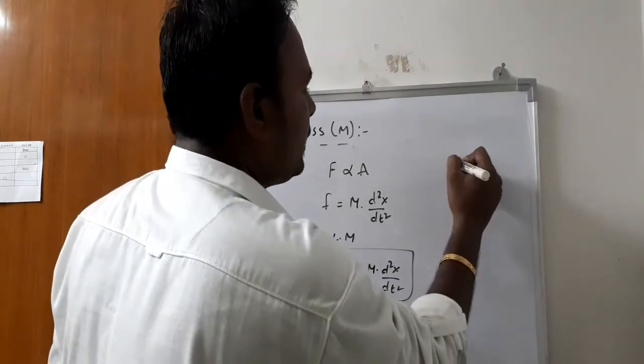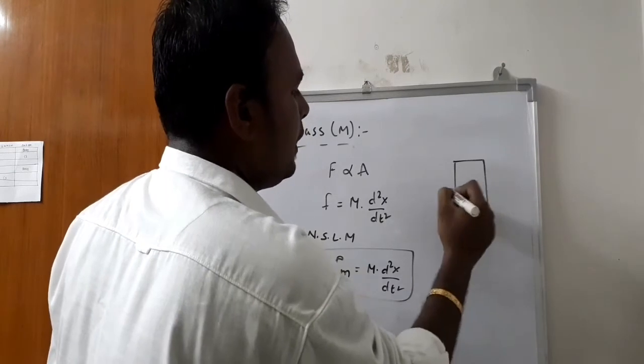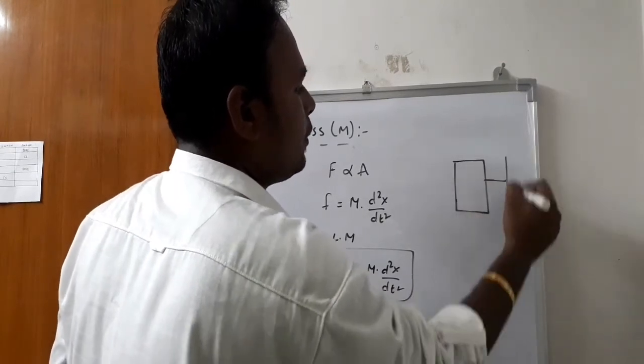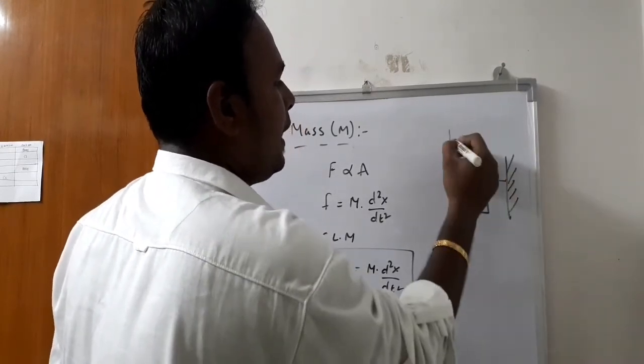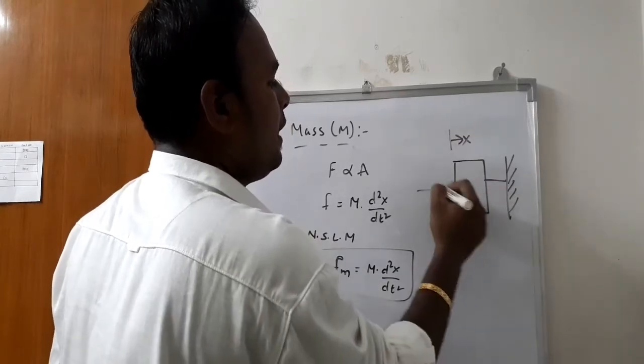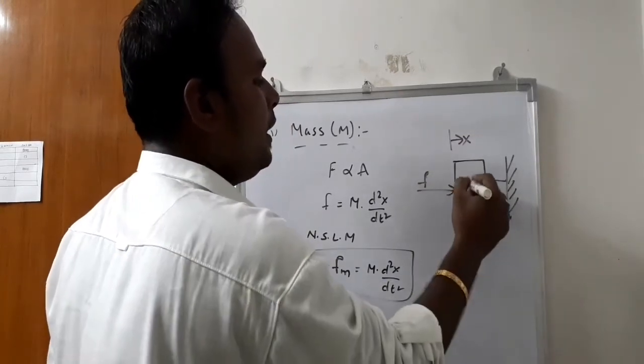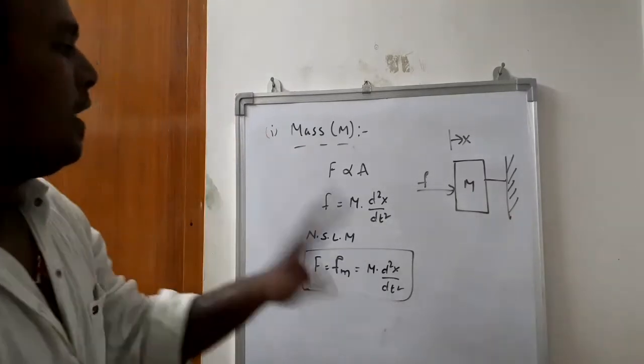So let the mass be like this, fixed to a reference, where x is the displacement, F is the force applied on the body, and m is the mass. So this is the mass.